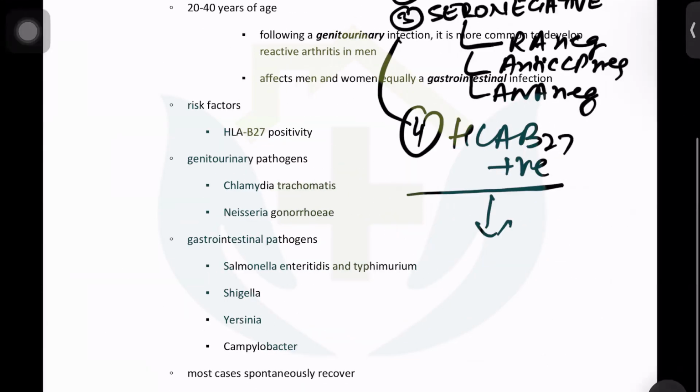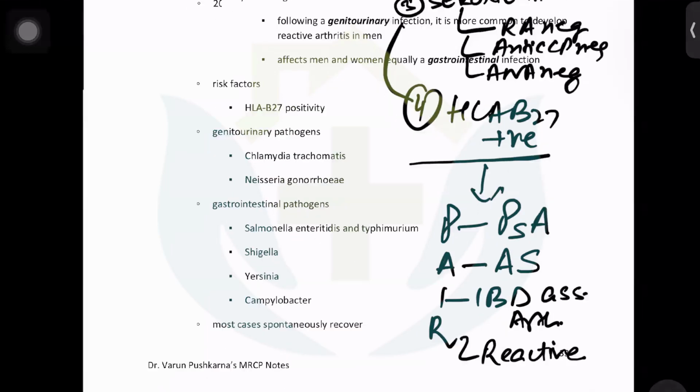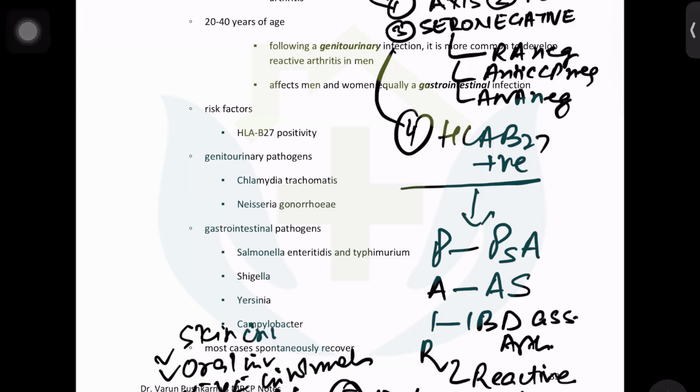They are 4 types: P, A, I, R. Normally a pair is 2 things, but here there are 4 things. One is psoriatic arthritis, ankylosing spondylitis, IBD associated arthritis, and reactive arthritis. They can have extra articular symptoms as well, like eye involvement. Very common. Genital involvement, oral involvement, skin involvement. Is that clear?